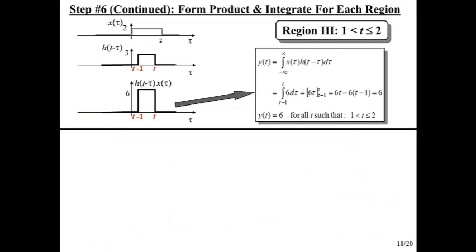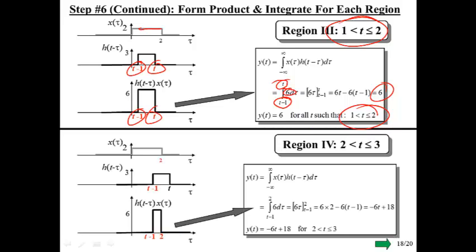Region 3 exists for this range of t. And for that range of t, if you remember, this edge was in, this edge was in. So when I form the product, the only parts that are going to matter are the parts between here. Again, I have 2 times 3 gives me a rectangular pulse of height 6, but it only exists from t minus 1 up to t. So the edges here limit the region of integration. So now I'm going to integrate 6 from t minus 1 up to t. And when I do that, I get a value of 6. So it's constant over that interval.